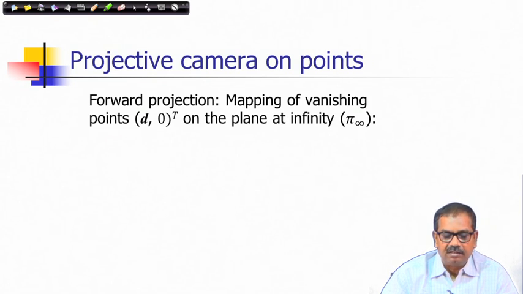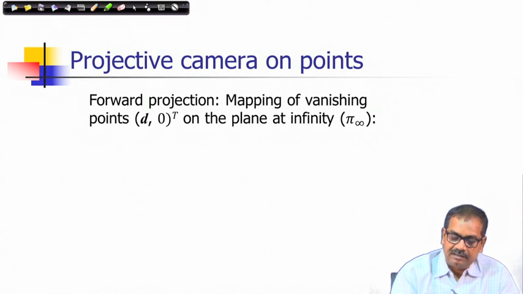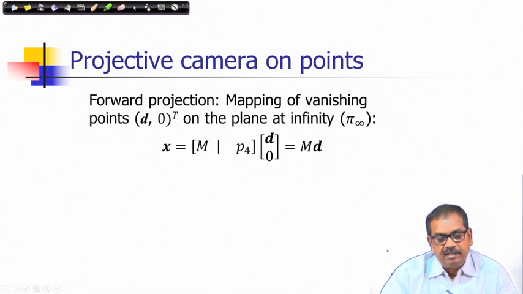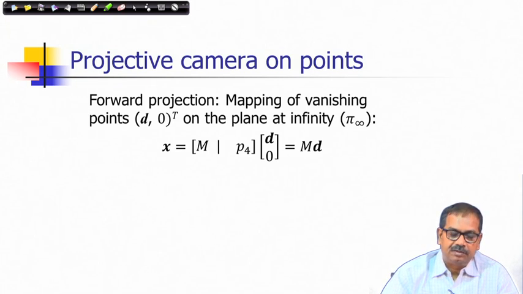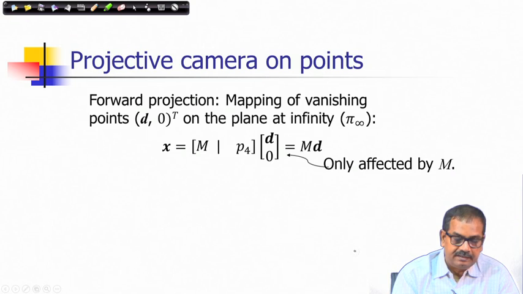Here, if I consider any particular direction d, similarly we can simply multiply the projection matrix with this vector d, 0, and that would give me simply the multiplication of the matrix M with d. That is the vanishing point of the direction, or of the points at infinity lying in that direction d. You should note that the vanishing point is only affected by M.